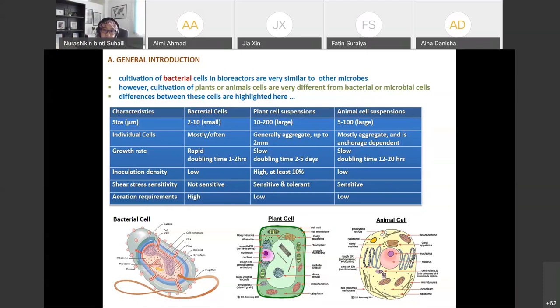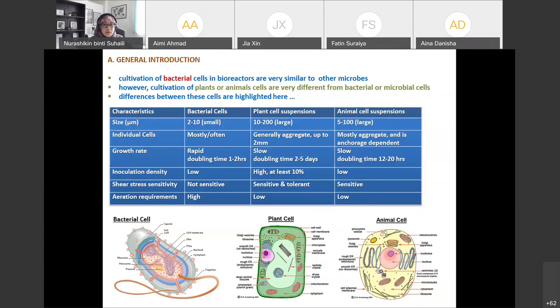For the plant cell suspension, of course, the plant cells cannot be cultivated using a stirred tank reactor. But animal cells can, though you have to apply low speed in order to maintain the viability of the cells.